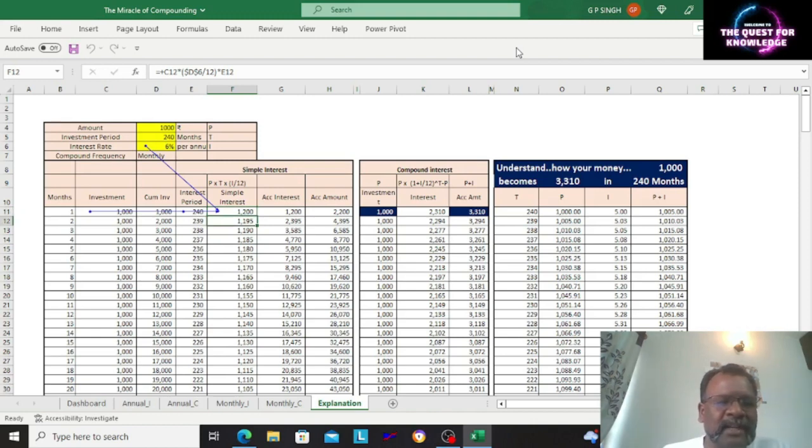Now we go to the second month. There, the interest period will reduce by 1 month because the 1 month has already gone.